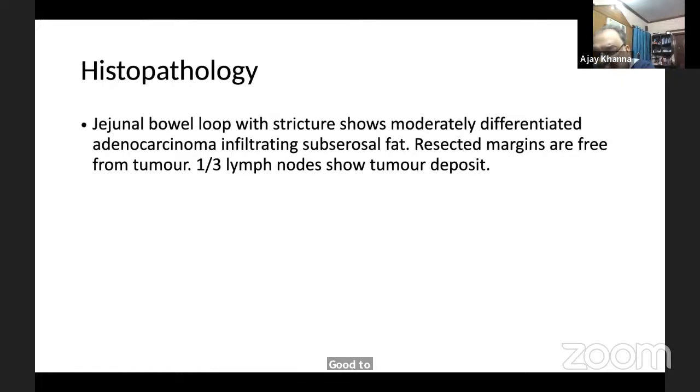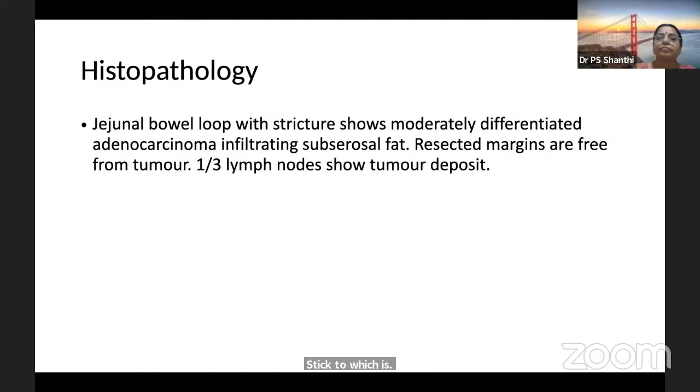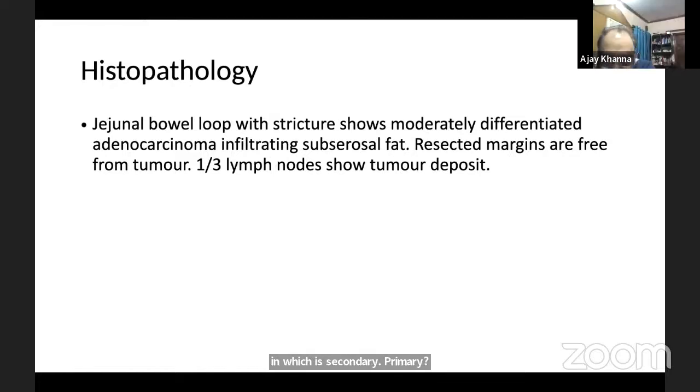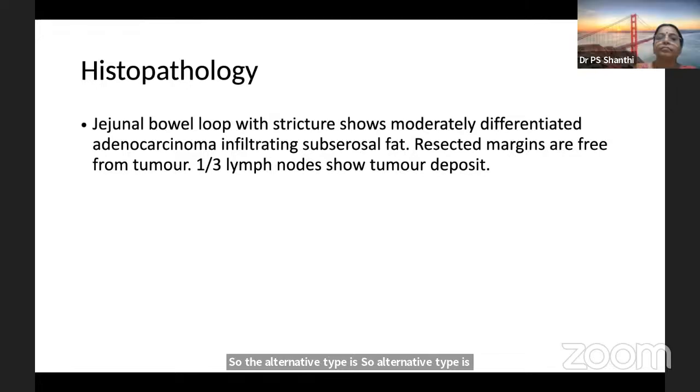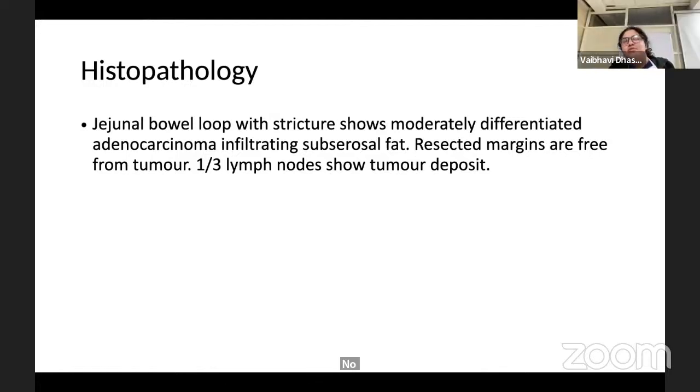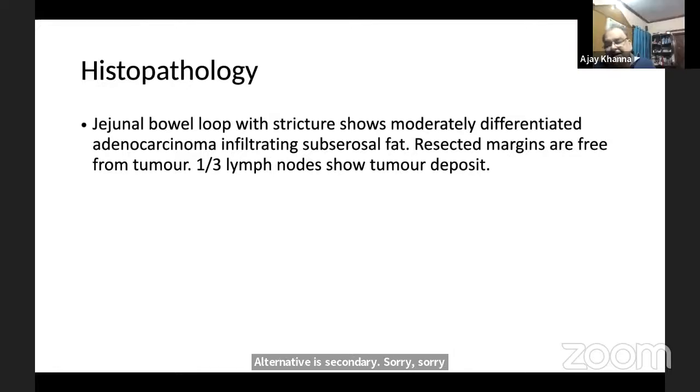Which is primary and which is secondary? Primary, ulcerative or hyperplastic? So the ulcerative type is primary, I think. No, it's the other way. Hyperplastic type is primary, ulcerative is secondary. Sorry, I'm so sorry. Hyperplastic is primary. Ulcerative is secondary.